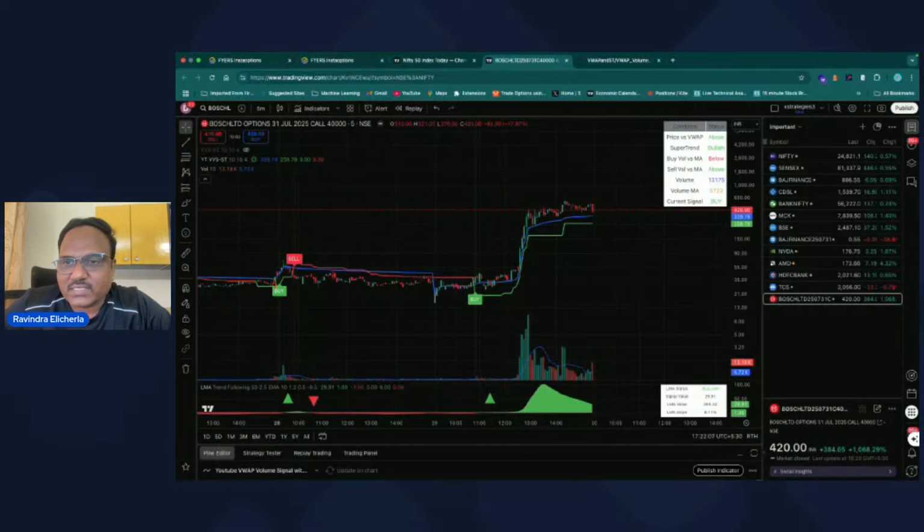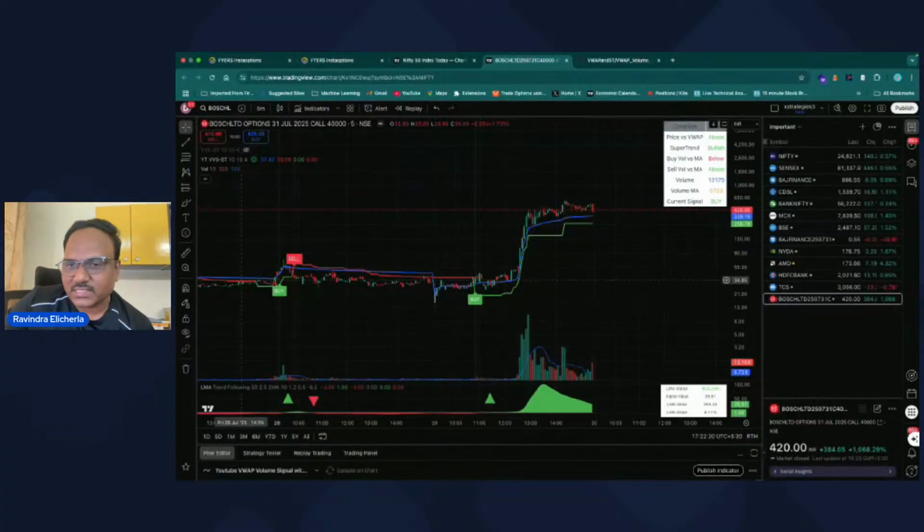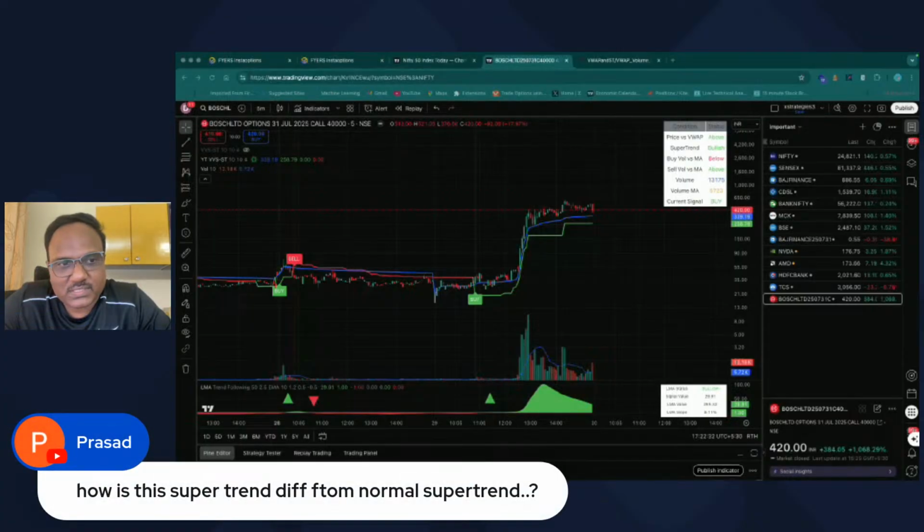How to avoid false signals? Can you apply it for swing trading? Yeah, swing trading, I shared one more indicator, but ideally you can apply this also. There is nothing wrong in it. But anything that you do, I suggest you do some forward testing. Do not directly jump in and apply and then lose money. That's very important.